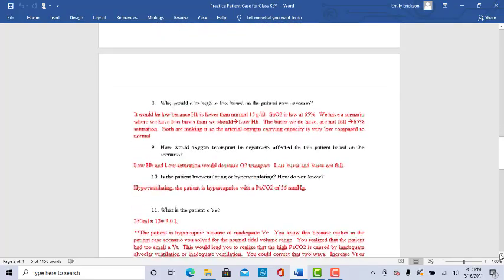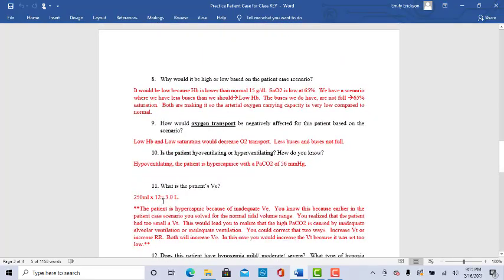Then I have you solve for the patient's minute ventilation, which is 250 times 12, which ends up being 3 liters. I just want to point this out down here. You guys probably haven't gotten to the PowerPoint. I think this is PowerPoint 19, where I talk about the elimination of CO2, but I just want to highlight it here because it's going to be a part of your patient case scenarios.